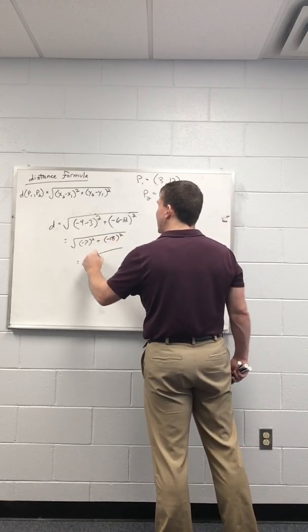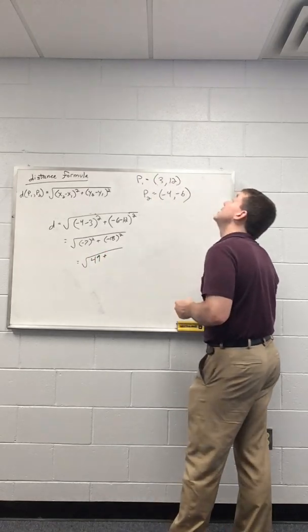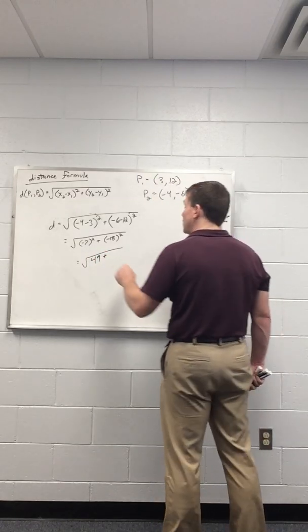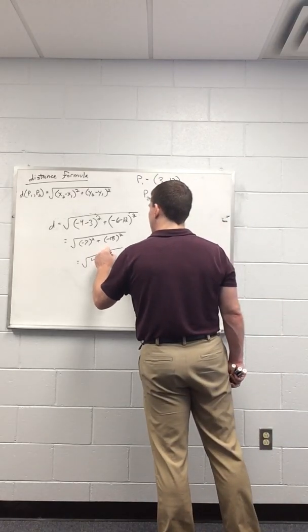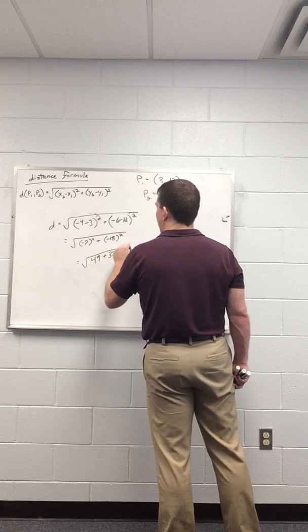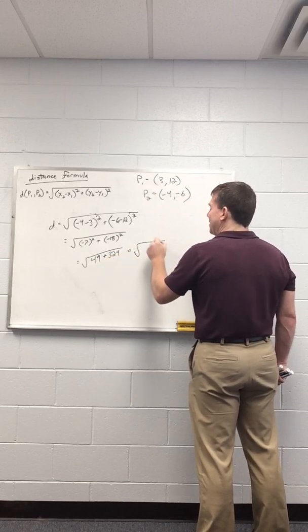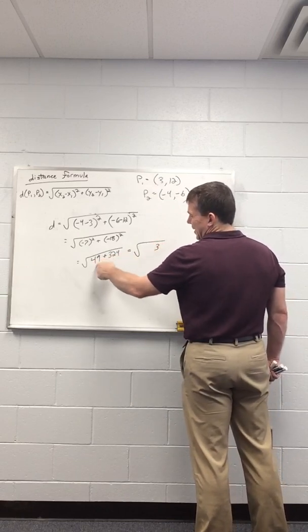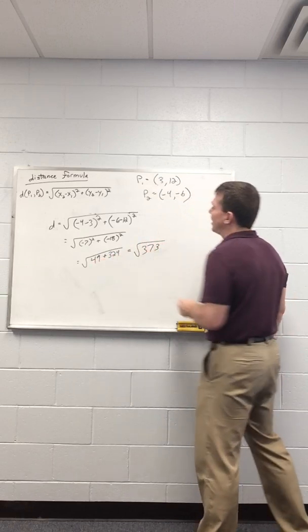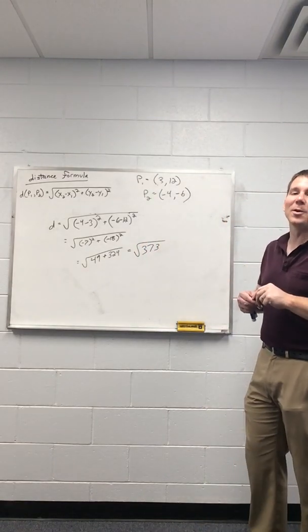-7 squared is 49. -18 squared is 324. And then we get the square root of, let's see if I can add right. 9 and 4 is 13, carry the 1. That's 7, 373. And there we go, we're done.